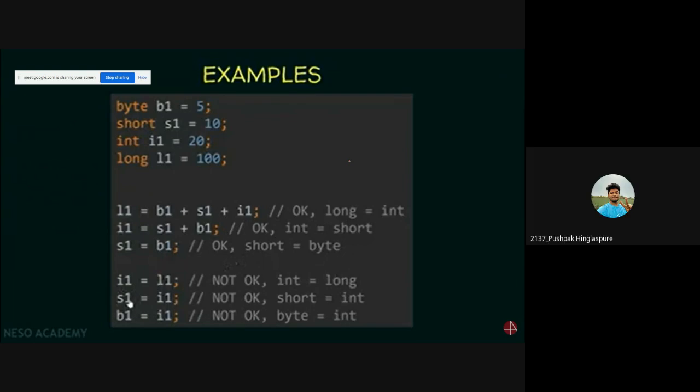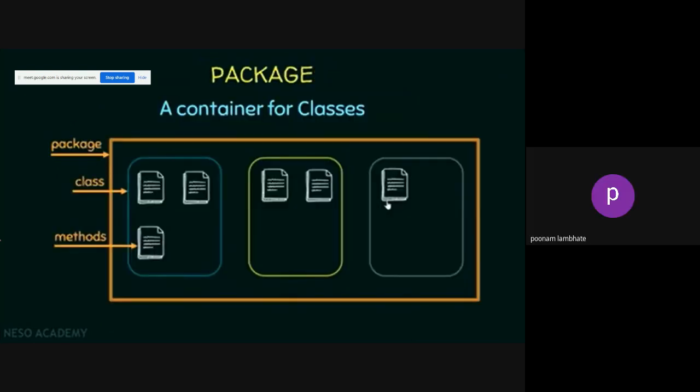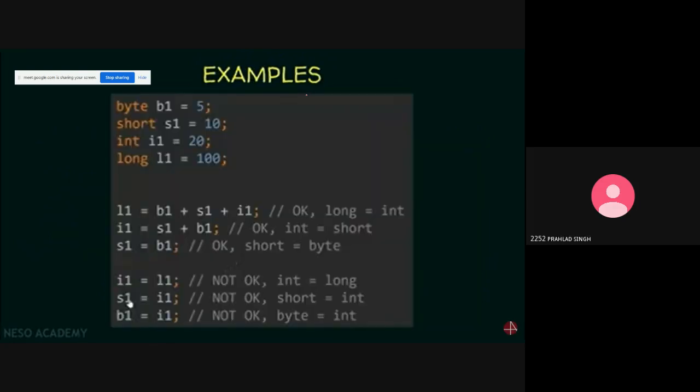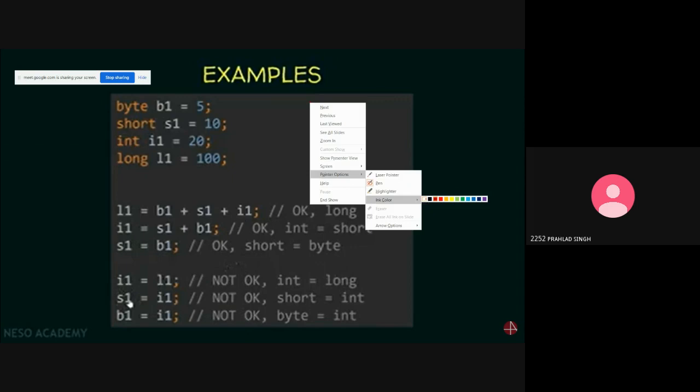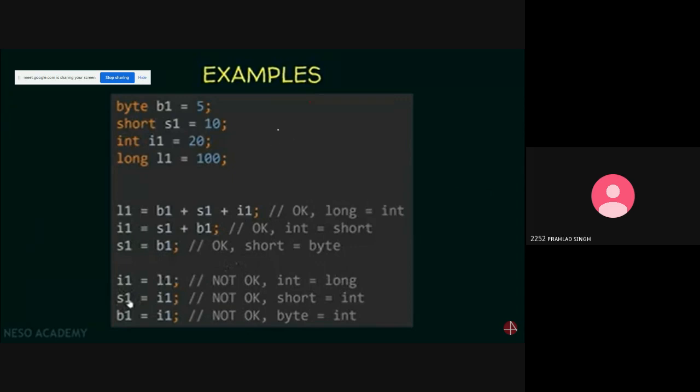Yes, sir. I have a doubt. If we are having an addition of two int numbers, suppose I1 equals I2 plus I3, and those I2 and I3 are so large that if we add them it exceeds the maximum limit of int, what will the output be? Will it show any error?